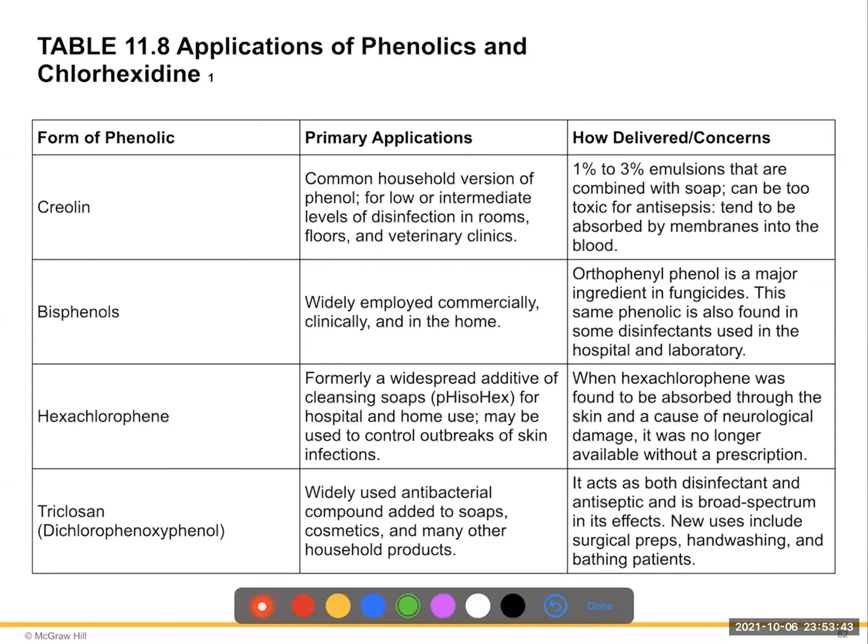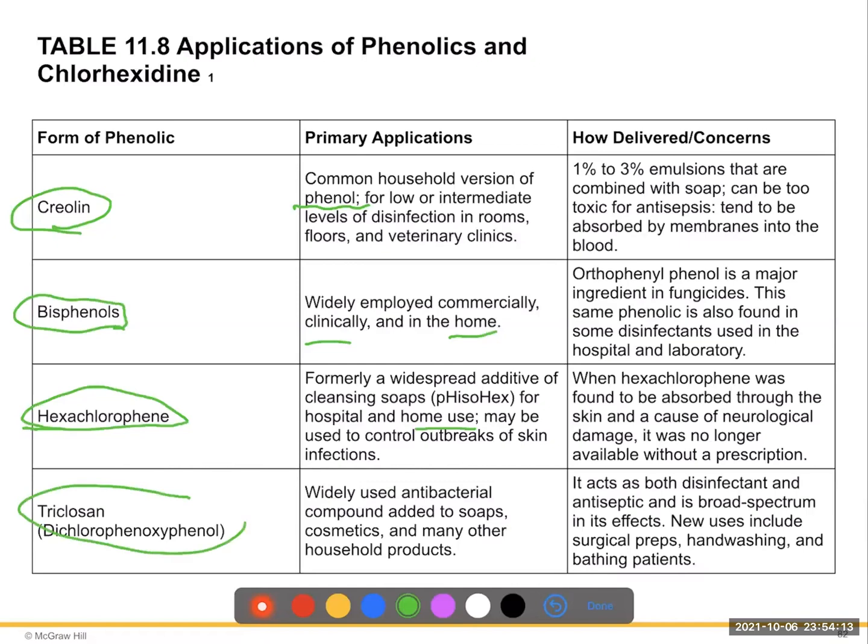And these are the different forms of phenol and chlorhexidine. Creolin is a household version of phenol. Okay, used on floors, veterinary clinics use it. Bisphenols. Okay. It's used in the home and in commercially available products. Hexachlorophene. Okay. pHisoHex, for hospitals and home use to control outbreaks of skin infections. And triclosan. Okay. An antibacterial compound used in soaps, cosmetics, and many other household products.